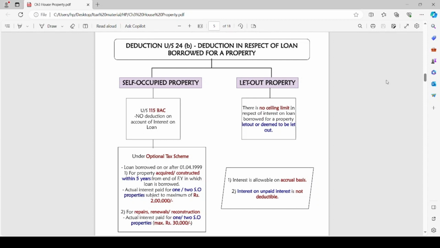Under the optional tax scheme, the loan here is borrowed on or after 1st April 1999. In such a case, for properties which are acquired or constructed within 5 years from the end of the financial year in which the loan is borrowed, we are discussing acquisition or construction within 5 years for a self-occupied property. The actual interest paid for one or two self-occupied properties, subject to a maximum of rupees 2 lakh, can be claimed.